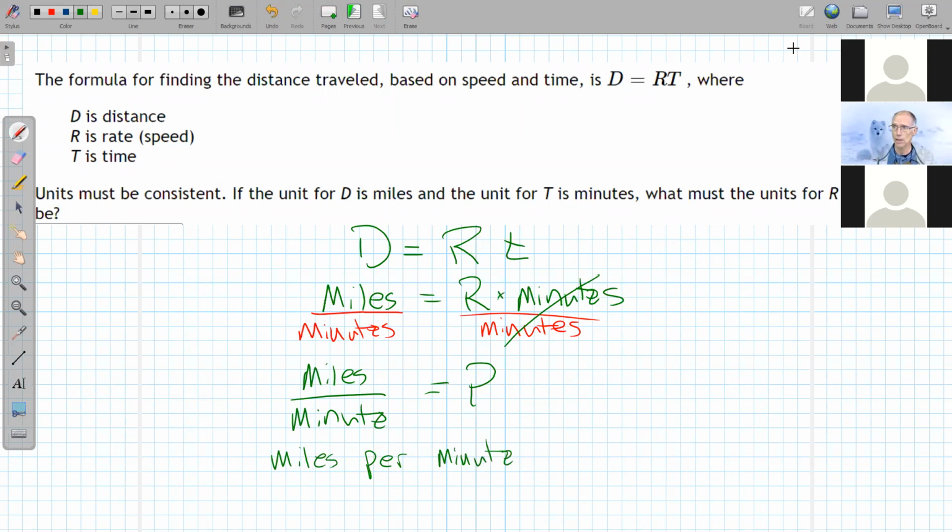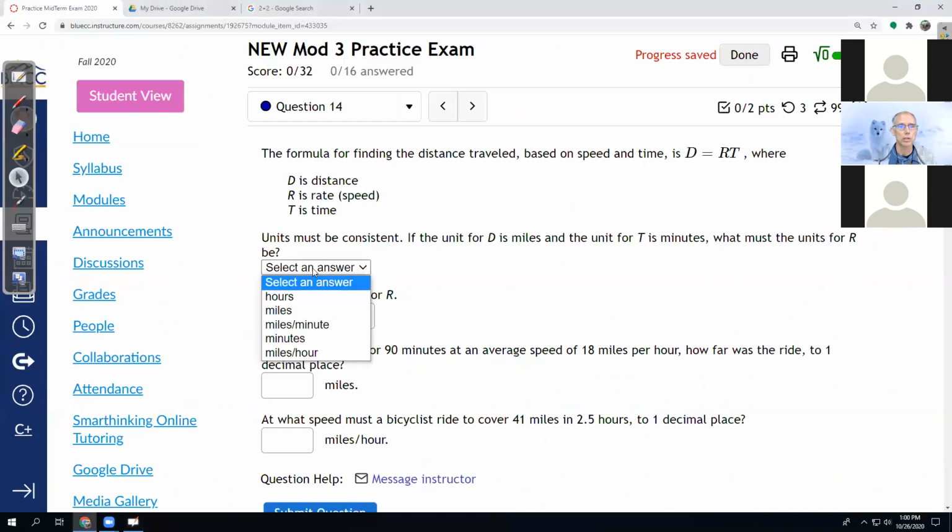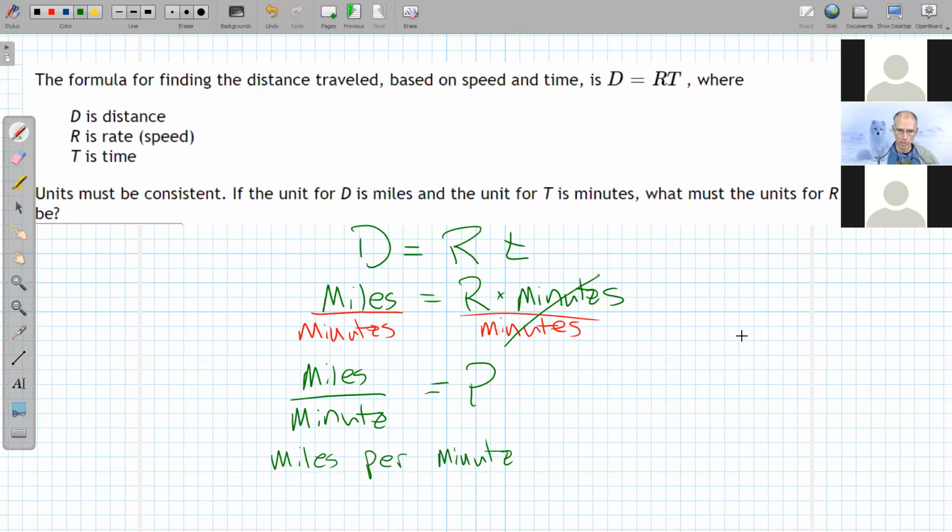And hopefully that's one of the options we have for this one. Hours, miles, miles per minute, minutes, miles per hour. So there's the miles per minute, okay, which we come from just playing around with the equation. And then it says to solve this formula for R, which I kind of did in my notes already. Oops, I wrote a P, but that's supposed to be an R. There we go. The miles was my D, and the minutes was my T. So I have R equals D over T. And so that would solve the next one.